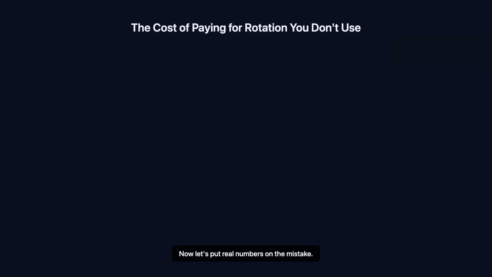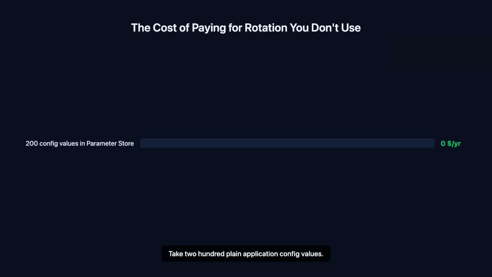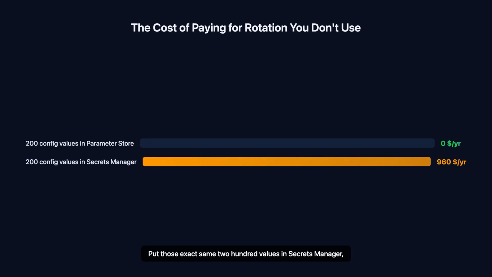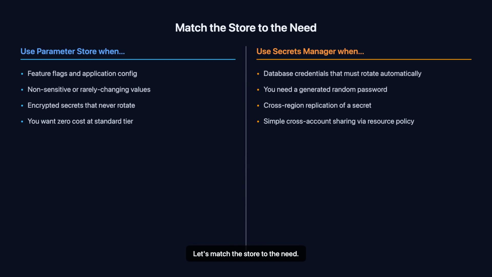Now let's put real numbers on the mistake. Take 200 plain application config values. In Parameter Store's standard tier, that costs you $0 a year. Put those exact same 200 values in Secrets Manager, and at 40 cents each per month, you're paying around $960 a year. That's the price of paying for rotation on values that never rotate, and it only grows as you add more. The encryption is identical either way, so every one of those dollars buys you nothing when the value is static. Let's match the store to the need.